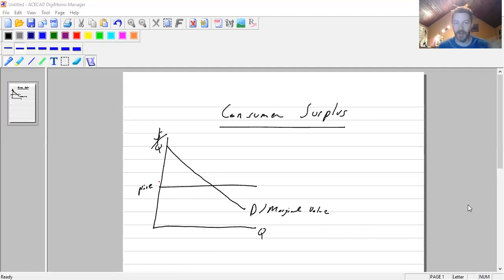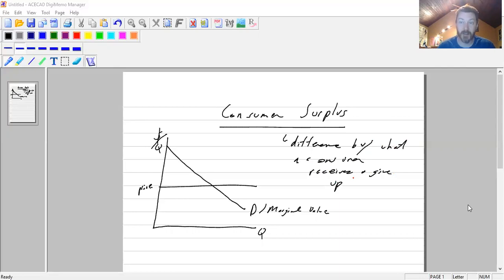Don't worry about that. We're just assuming a random price just to make a point here. So consumer surplus is the difference between what a consumer receives and gives up.